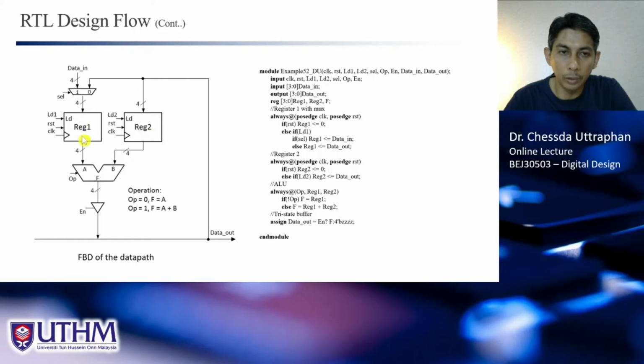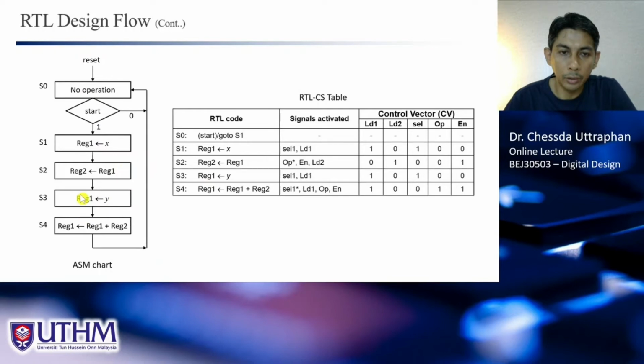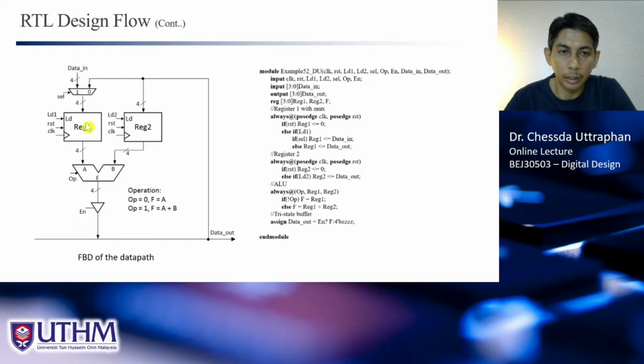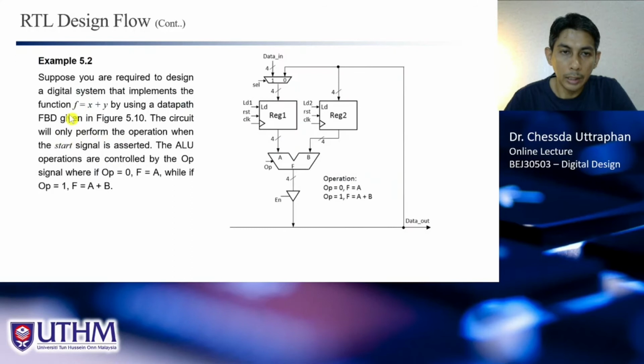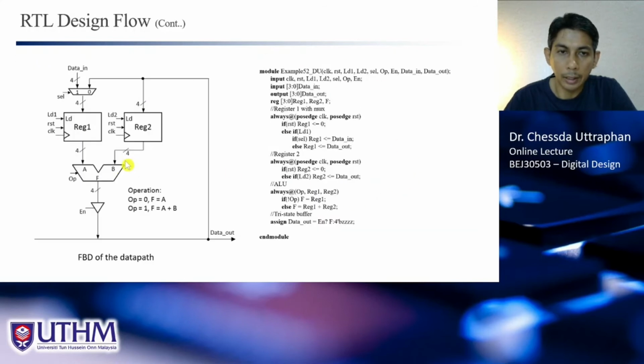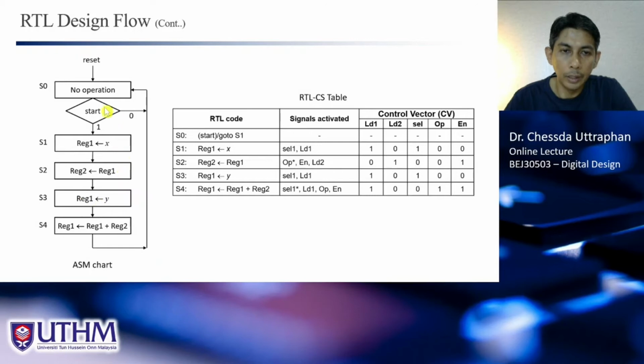Now we need to load y into rack 1. So this is how we load y into rack 1 in S3, and in the next clock cycle, we add rack 1 and rack 2, and we store back the result in rack 1. Store the result in rack 1, or you can keep the result in rack 2. Doesn't matter, it depends. So in this case, we store the result in rack 1. So this is the ASM that will do this using this data path. So now we have the ASM already. From that ASM, we can create the CS table or control sequence table.